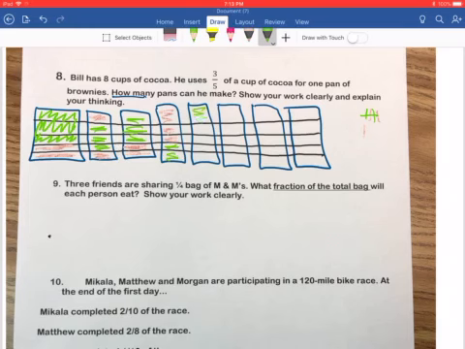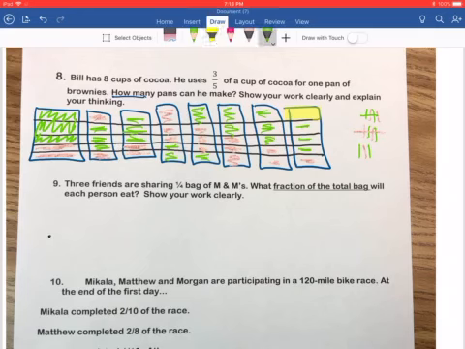Good heavens, he's going to be making all kinds of brownies. There's a seventh. 1, 2, 3. There's an eighth. 1, 2, 3. There's his ninth. 1, 2, 3. There's his 10th. 2, 3. That's 11. 1, 2, 3. That's 12. 1, 2, 3. That's 13. And it looks like Buddy Boy is going to have 1/5 of a cup left over.